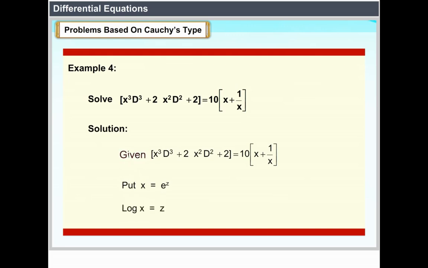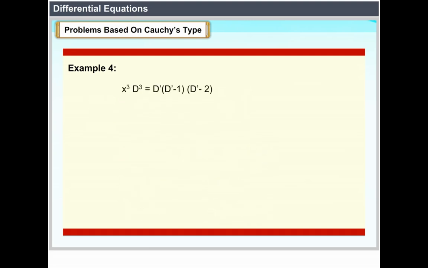Log x equal to z after taking log on both sides. xD equal to D'. x squared D squared equal to D'(D' minus 1). x cubed D cubed equal to D'(D' minus 1)(D' minus 2). Then we substitute all the D' in our equation: D'(D' minus 1)(D' minus 2) plus 2D'(D' minus 1) plus 2y equal to 10(e^z plus e^(minus z)).